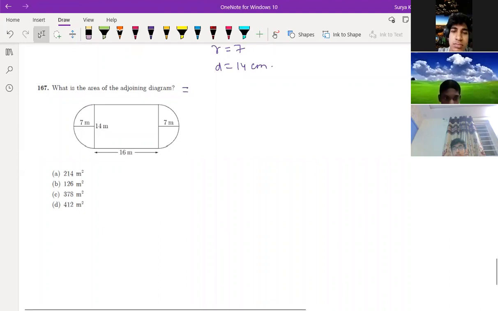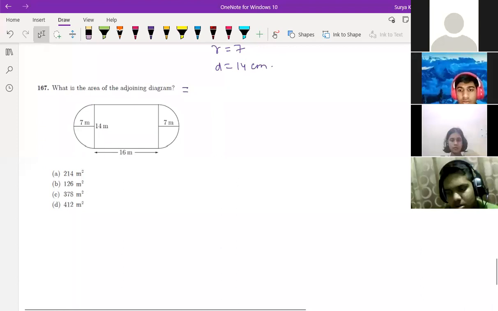Chanchal, now we can see the screen. It is 378, sir. Acha, okay, fine. So area of circle plus area of rectangle, right? Okay. Next question is 168. Sir, I am also getting 378. Okay.